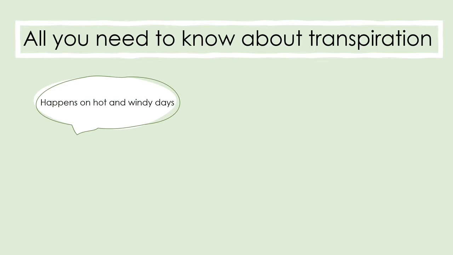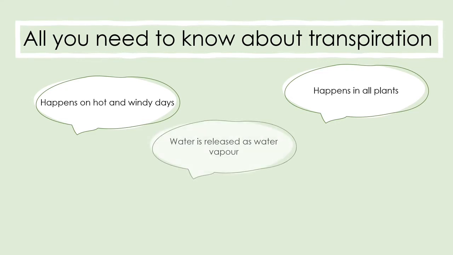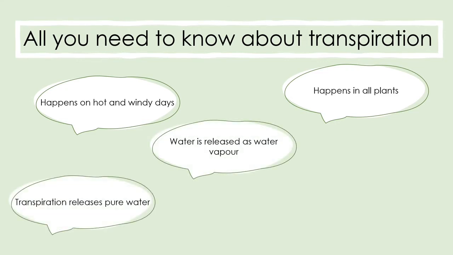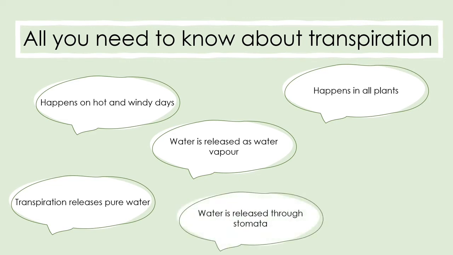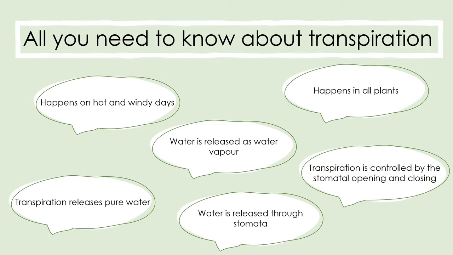Here is all the things you need to know about transpiration. First, it happens on hot and windy days. It also happens in all types of plants. Water is released as water vapor. Transpiration releases pure water. Water is released through the stomata. And finally, transpiration is controlled by the stomatal opening and closing.